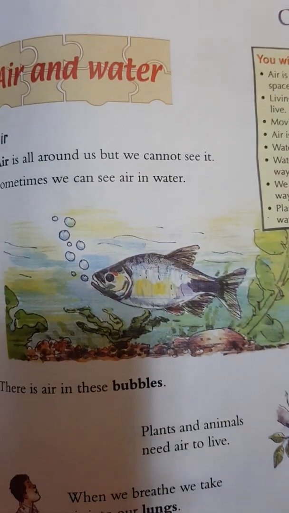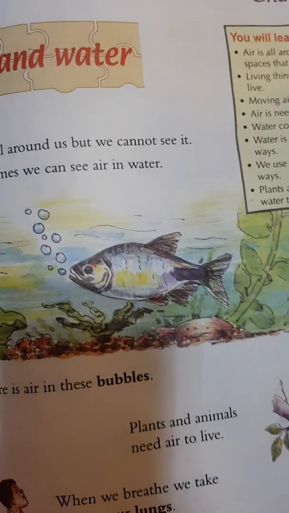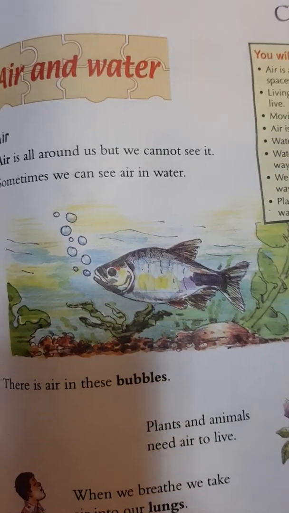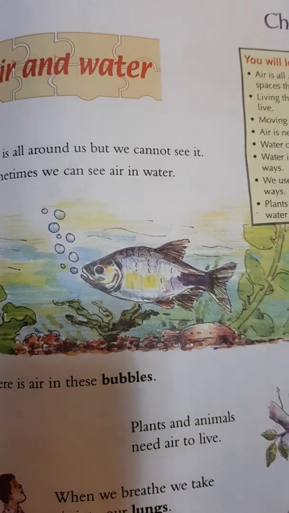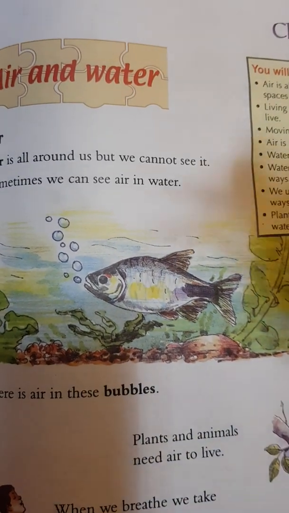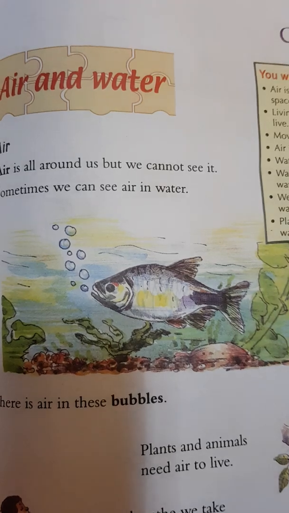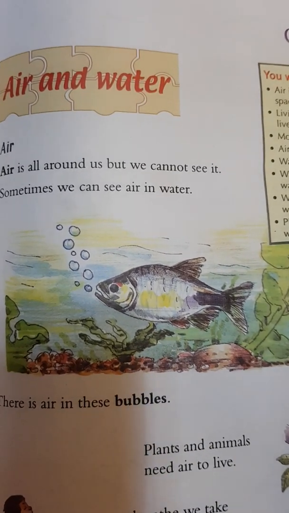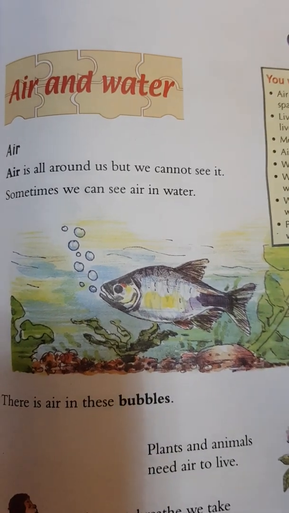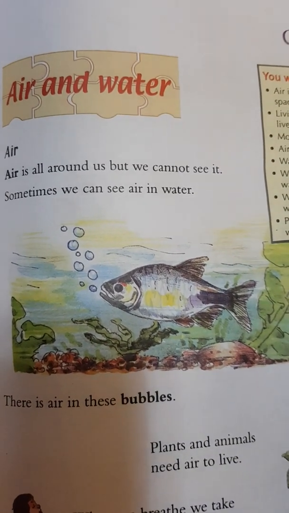So if we look around us, if we look at the right side of us or left side of us, can we see something? No, we cannot see something. But there is air all around us. If we look through an empty glass or an empty bowl, there is also air, but we cannot see it. Sometimes we can see air.